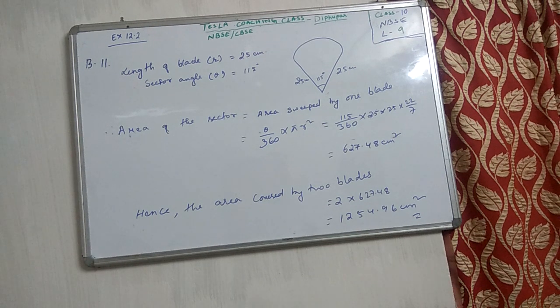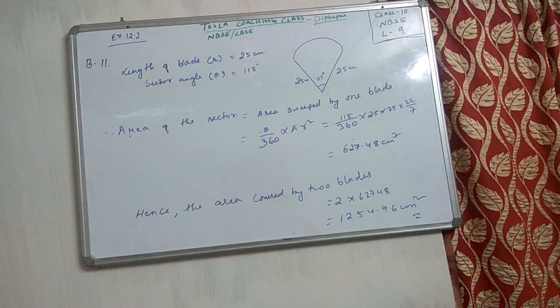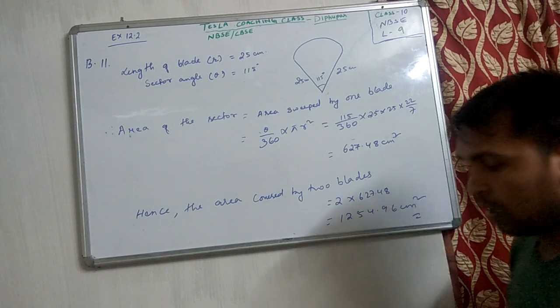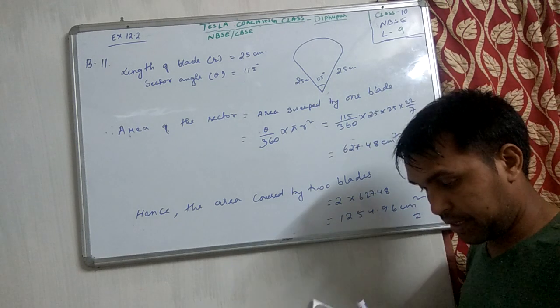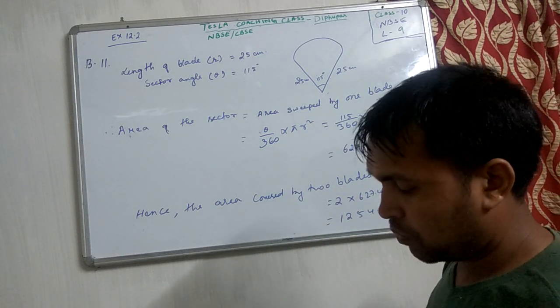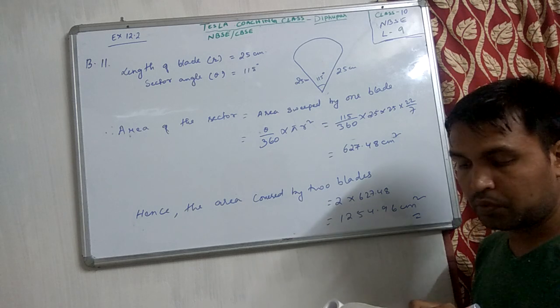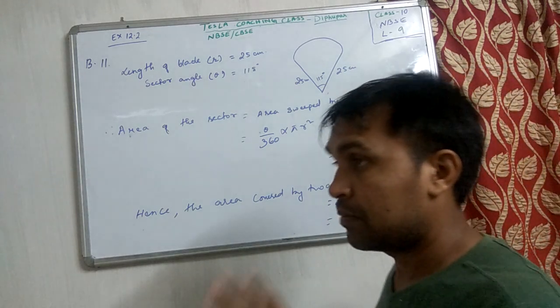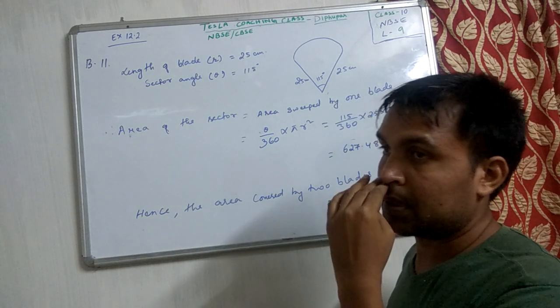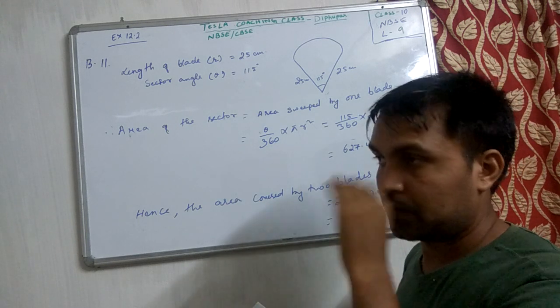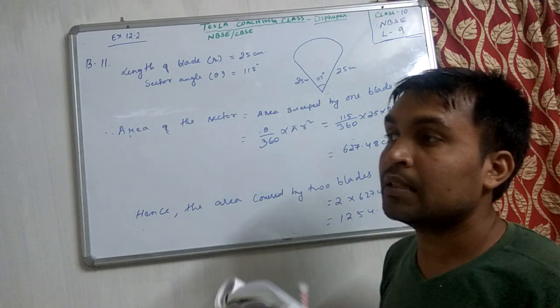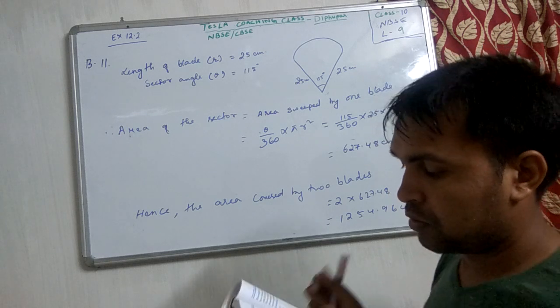Okay, now here we are with question number 11. What does it say? A car has two wipers which do not overlap. Wiper means, in front of the car, there is a wiper for cleaning the front glass. So that is called a wiper.